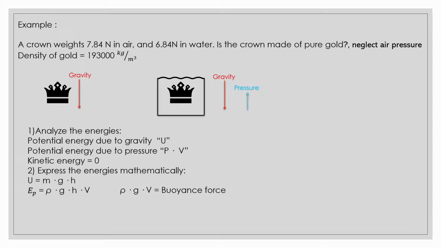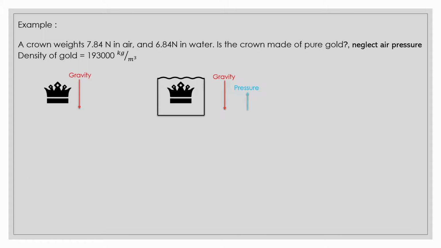3. Apply conservation of energy by simply setting the energy in air equal to the energy in water. Let's substitute our mathematical expressions. For energy when the crown is in air, it is equal to the potential energy due to gravity. For when the crown is in water, the energy is equal to the addition of potential energy due to gravity and potential energy due to pressure.